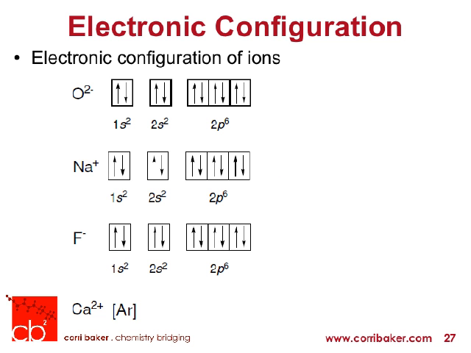Now the electronic configuration of ions works in exactly the same way. We simply add or take electrons. So for O2 minus, you can see there we've added an extra 2 electrons, and we've ended up with a closed shell, or a full outer shell of electrons. Sodium 1 plus, we've taken 1 electron away, so we end up with the same configuration as O2 minus, and the same with F minus, we've added 1 electron.